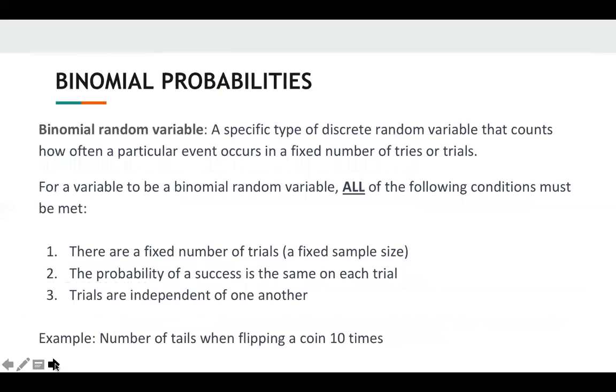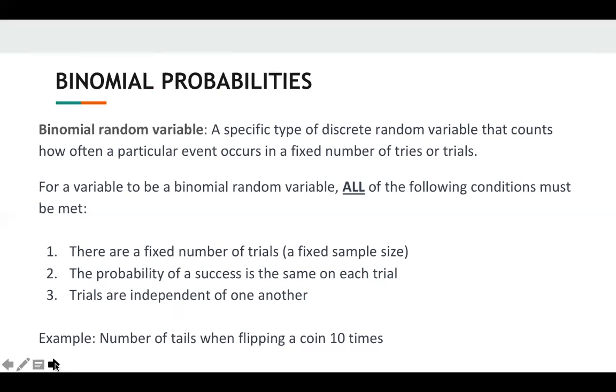Okay, so moving into binomial probability. A binomial random variable is a specific type of discrete random variable that counts how often a particular event occurs in a fixed number of tries or trials. In order to label something as a binomial random variable, it must meet 3 conditions. It must meet all 3 of them. It cannot meet less than 3. It must meet 3 in total.